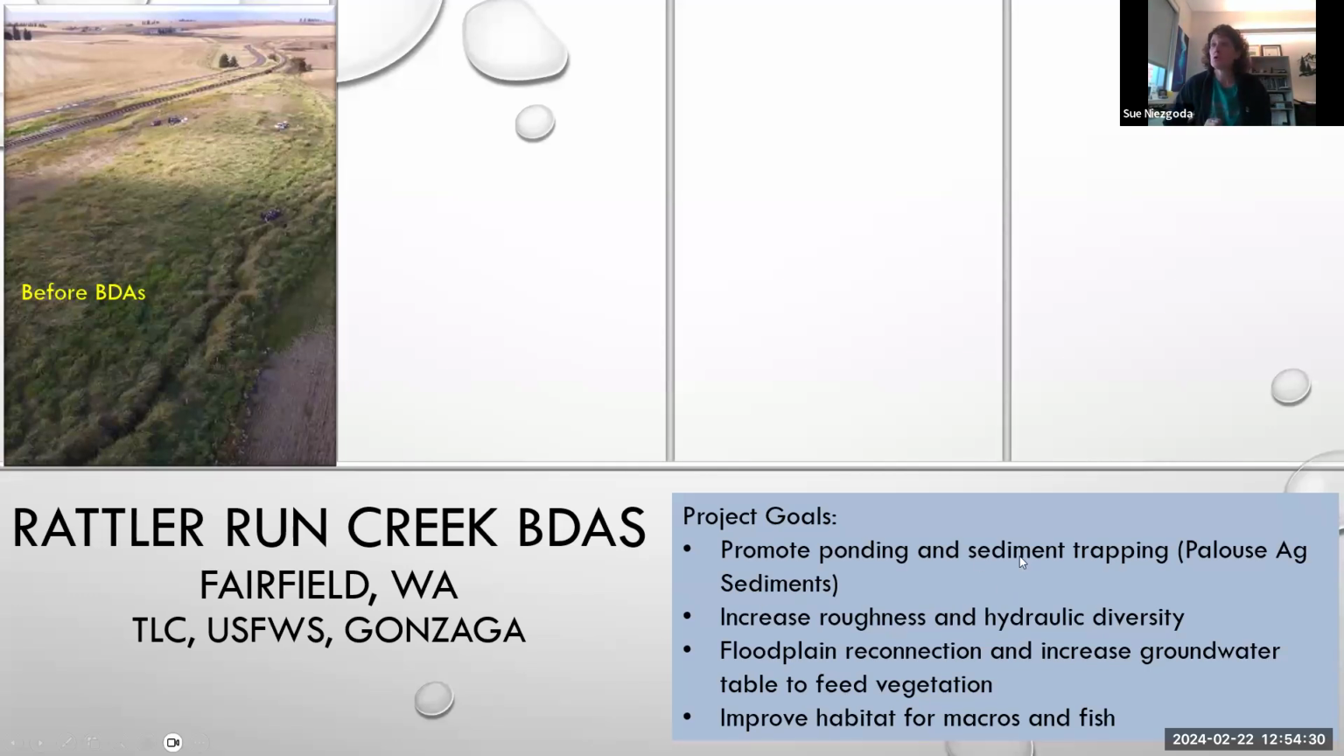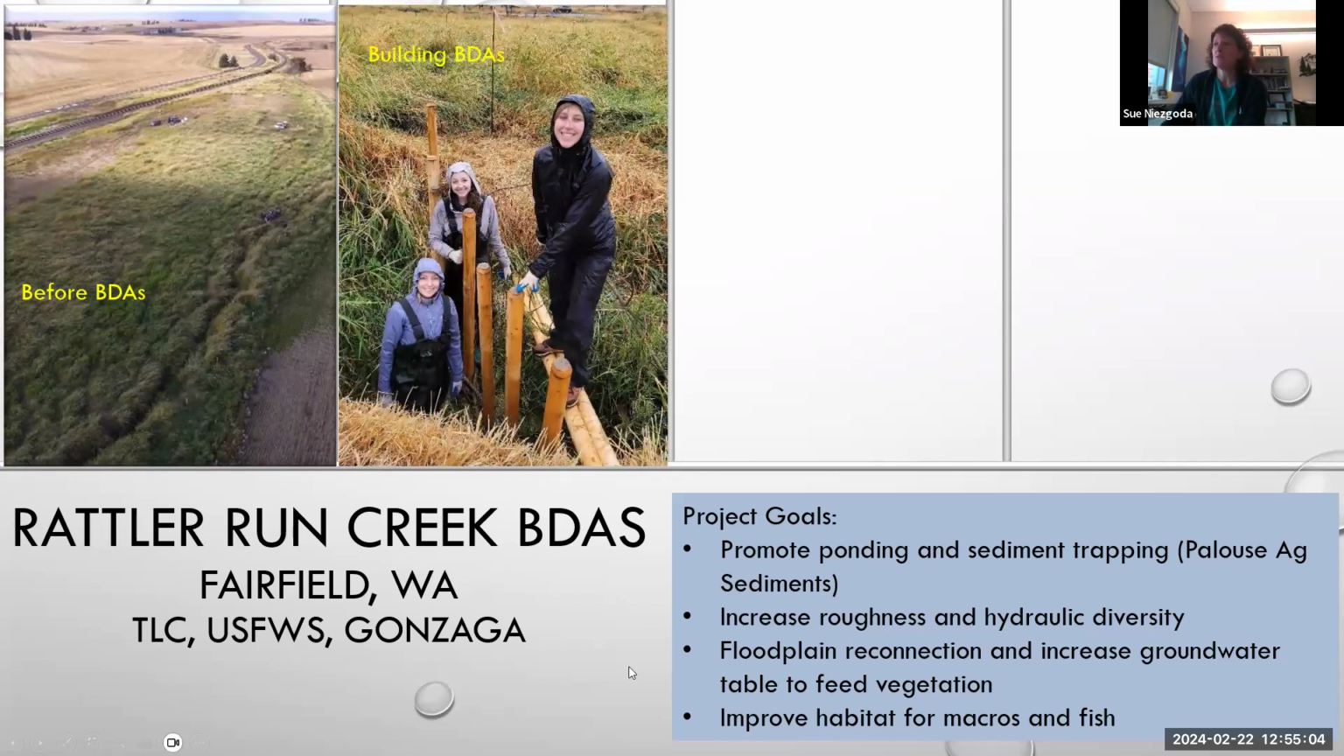So our goals here were to try to put in these BDAs as speed bumps, slow down the flow, and create ponding. In particular, this is out in the Palouse Ag. Can we get sediment to fall out in the ponds created by the Beaver Dam analogs, trap and retain that sediment in the reach, and raise the channel bed back up to hopefully reconnect to the floodplain? In addition, the Lands Council went out and planted woody vegetation in the floodplains, so that hopefully the water can feed it and get it to grow again. So those were our goals for this.